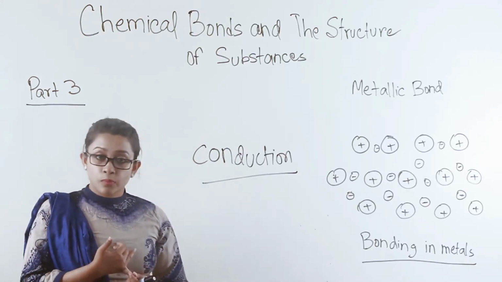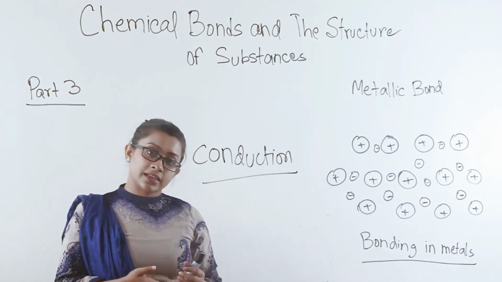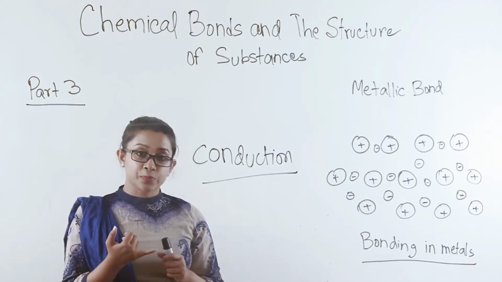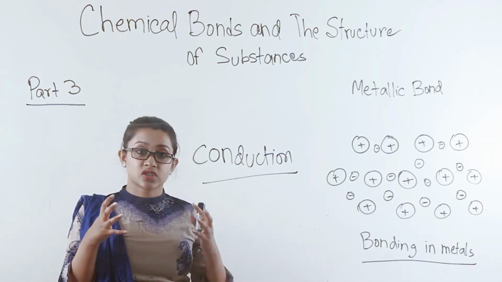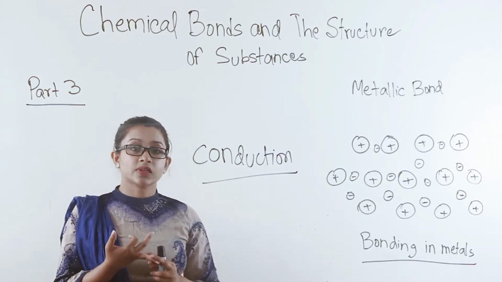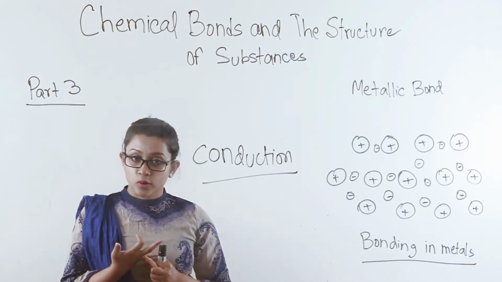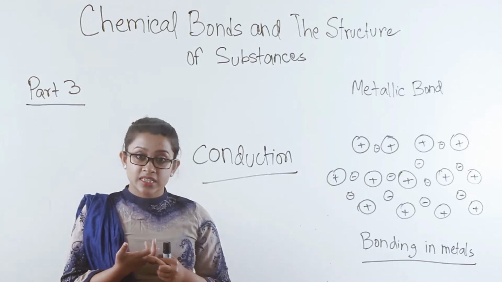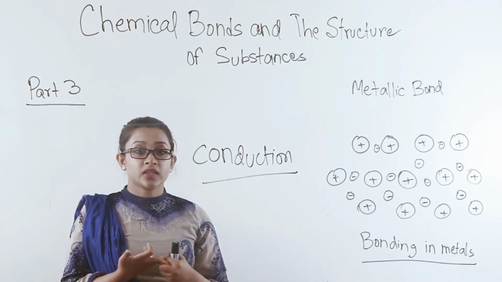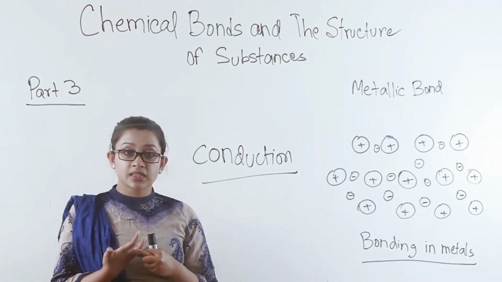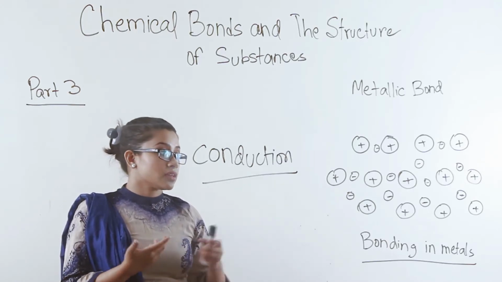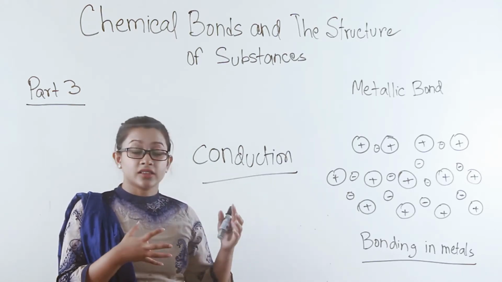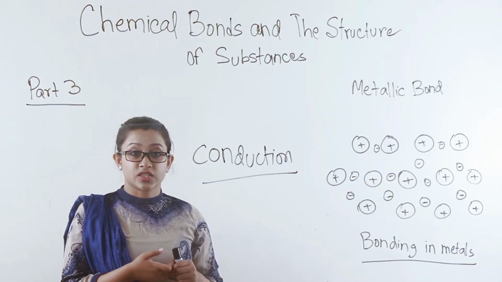So metallic bonding allows metals to have a strong compact structure. It allows them to have high melting and boiling temperatures. It allows them to conduct electricity very easily, even when solid as well as molten, and they are good conductors of heat energy as well.